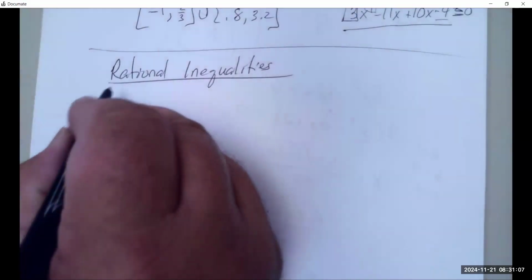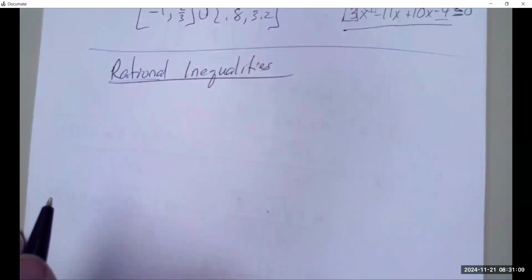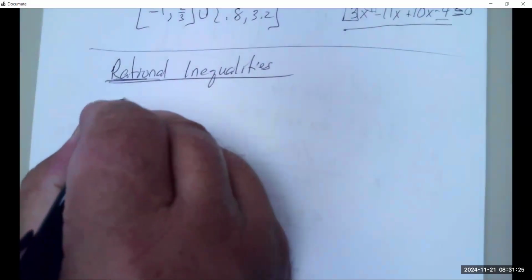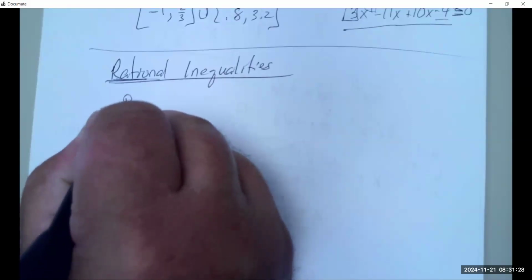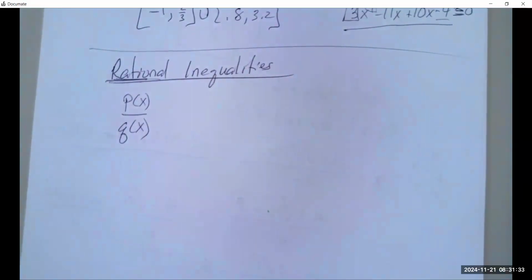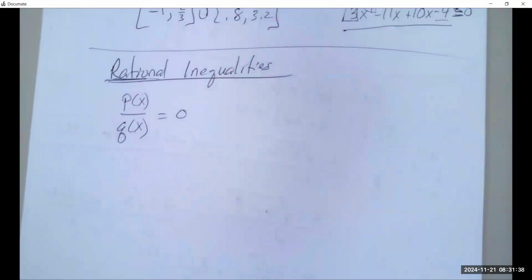Rational inequalities. What are rational numbers? Rational means what? What's a ratio? What kind of equation? Fraction. It is a ratio. It's a fraction. So since we're dealing with inequalities, we're looking at two functions here. And we have to set it equal to 0.